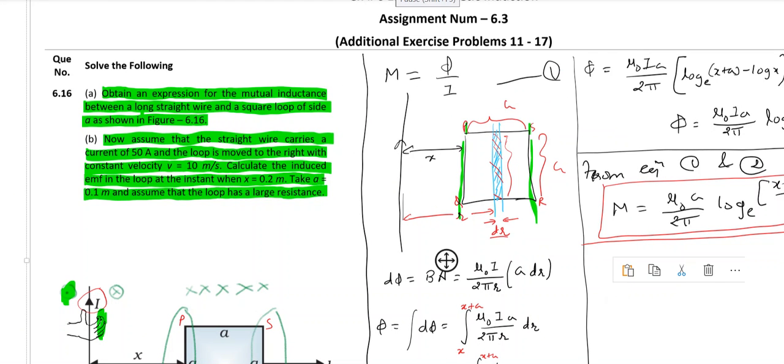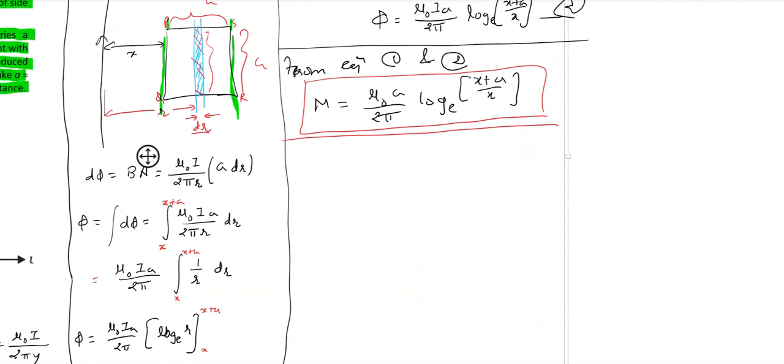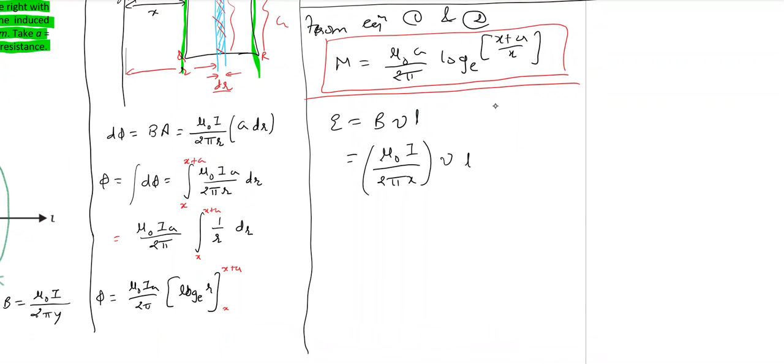For the second part, assume that the straight wire is carrying a current of 50 ampere and the loop is moved, and calculate the induced EMF. The induced EMF can be found by taking epsilon equal to BvL formula. What is B? Mu 0 I by 2 pi x. What is v? v is given. L is also available. Let me make a list of the data given.